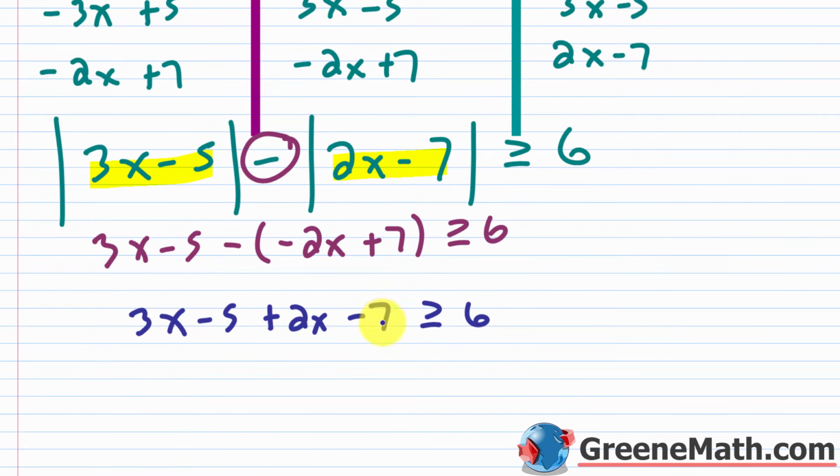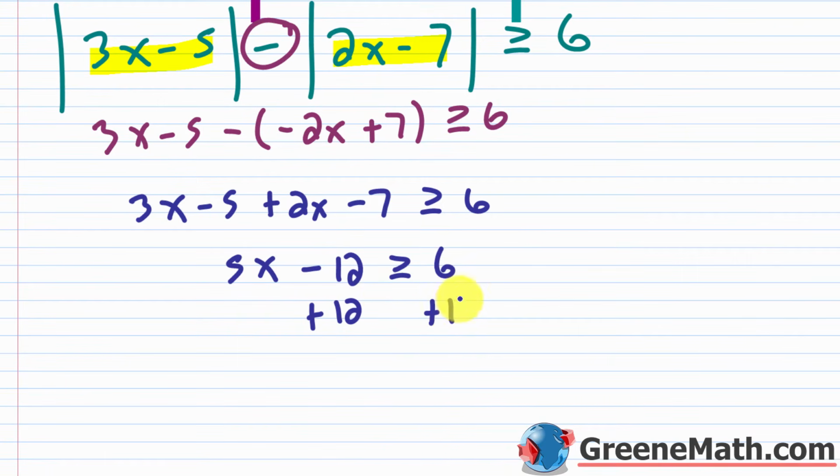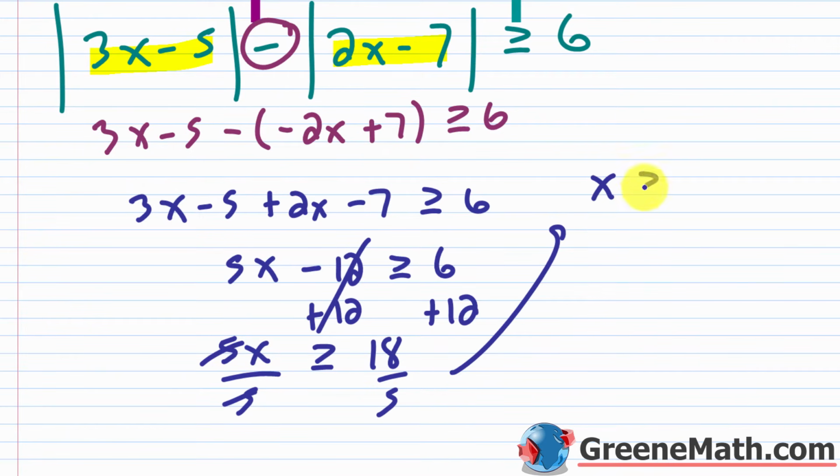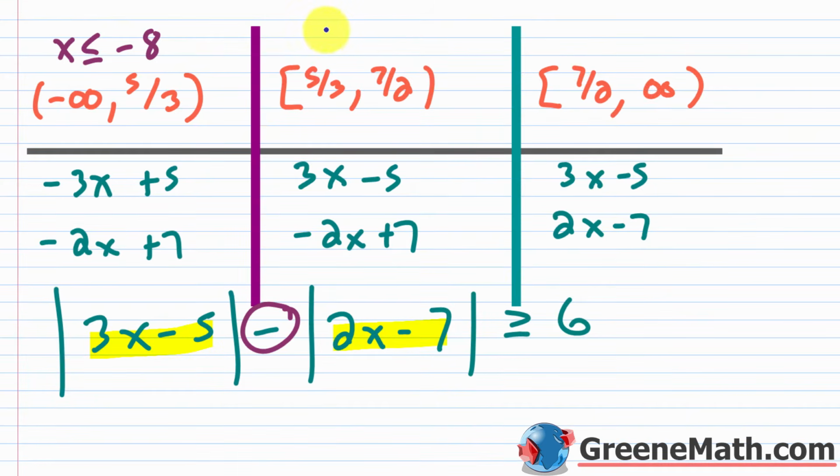So negative 5 minus 7 is negative 12, and 3x plus 2x would be 5x. So this is 5x minus 12 is greater than or equal to 6. Let's add 12 to both sides of the inequality. This cancels. You get 5x is greater than or equal to 6 plus 12, which is 18. If we divide both sides of the inequality by 5, this cancels, and you're going to have that x is greater than or equal to 18 fifths. Now, does this work? Well, actually, no. It's not going to be in this interval. You can cross it out. If you divide 18 by 5 on your calculator, you get 3.6. And remember, we're thinking about this 7/2. This is 3.5, right? So this value right here is outside of this interval, so you just reject it.